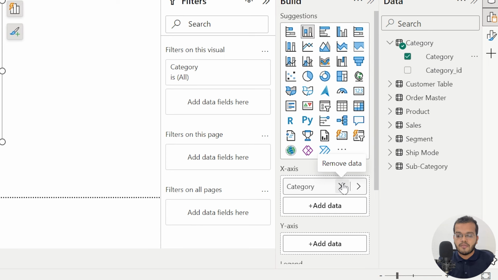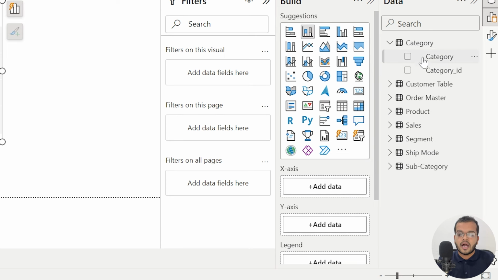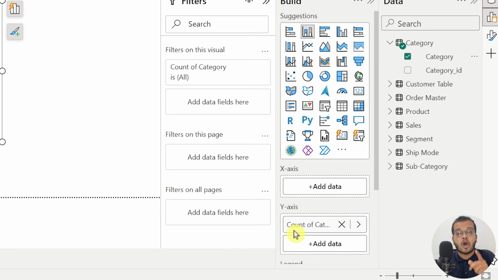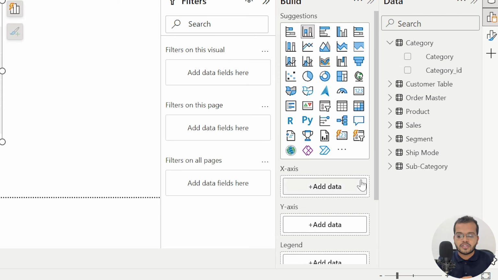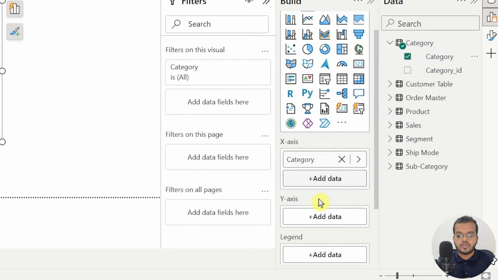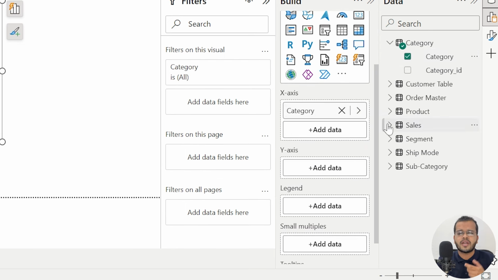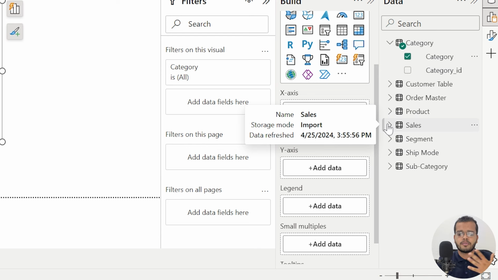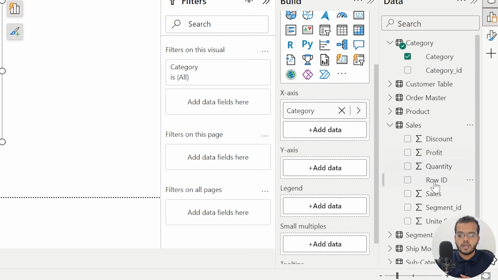For example, I will remove the category from here and I will take category in the y-axis. We can see that it is taking count of category. It means that the y-axis is expecting the numerical data, and the x-axis is expecting the categorical data. So I am just removing it, taking category here in the x-axis, and I am choosing the numerical data here. For example, I would like to see how much sales I have got from each category. So for that, let me take sales in the y-axis.